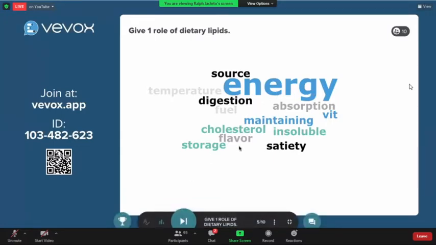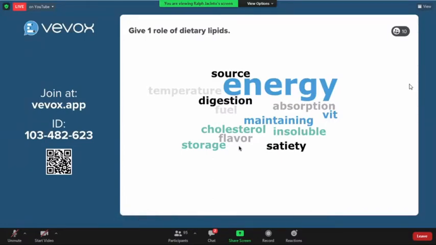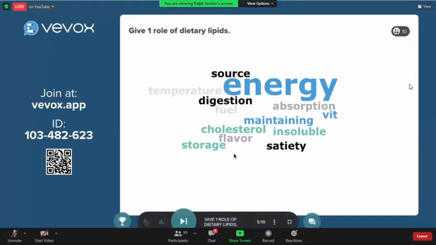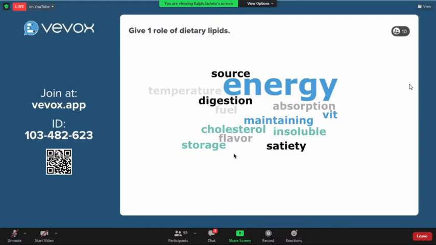Yeah, interestingly, flavor. What do you mean by flavor here? Who answered flavor? Anyone who answered flavor? Actually, it is correct. Flavor. So some of the food that we eat actually are more flavorful because of the presence of certain fatty acids. Okay, it makes it more flavorful or palatable to our senses.